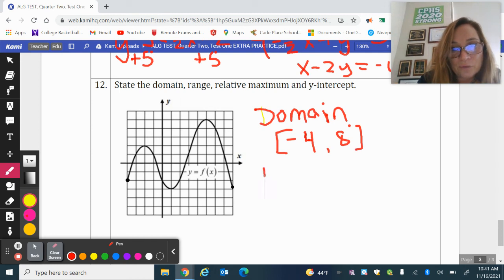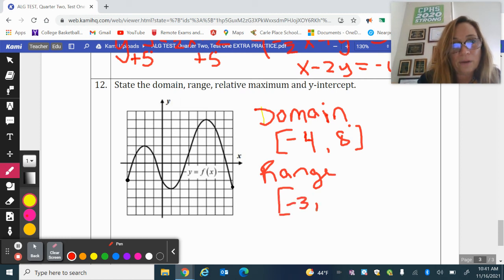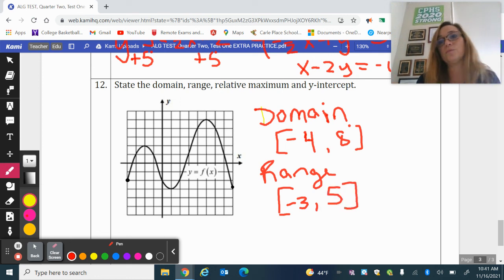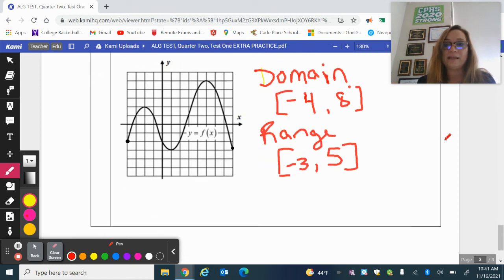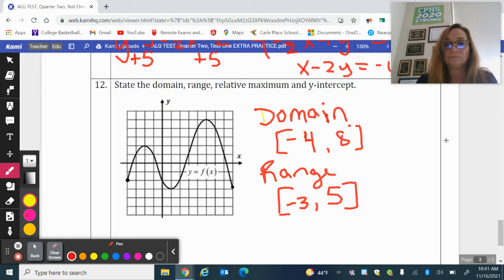And then I'm going to do the range, so I'm going to go low. So I go 1, 2, -3, and I'm going to go high, 1, 2, 3, 4, 5. And again, those are both closed points or solid points, so I'm using square brackets. And you can also write that as inequalities. So this inequality would be -4 is less than or equal to x is less than or equal to 8.